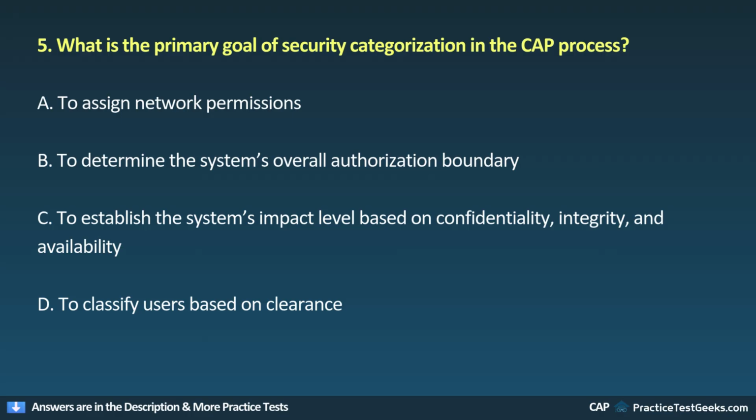5. What is the primary goal of security categorization in the CAP process? A. To assign network permissions. B. To determine the system's overall authorization boundary. C. To establish the system's impact level based on confidentiality, integrity, and availability. D. To classify users based on clearance.